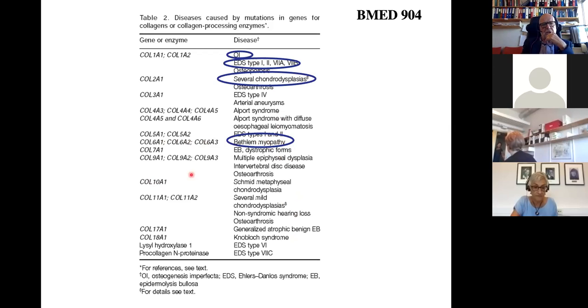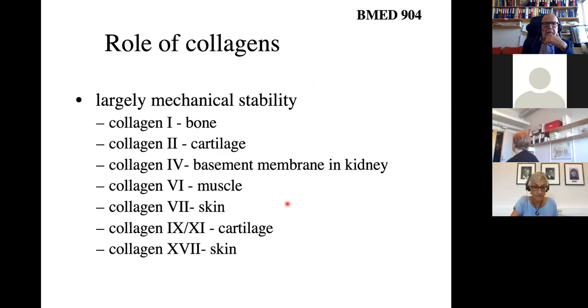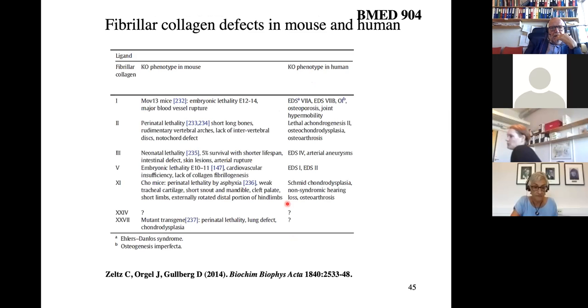Collagen type 10 is in cartilage and also gives a chondrodysplasia and so on. So again, collagens give mechanical stability, and different collagens in different tissues. I think we will not go so much into defects, but you can understand the function of a protein by studying human mutations, but you can also study mouse mutations. So this is the summary of the phenotypes of the different collagen knockouts.